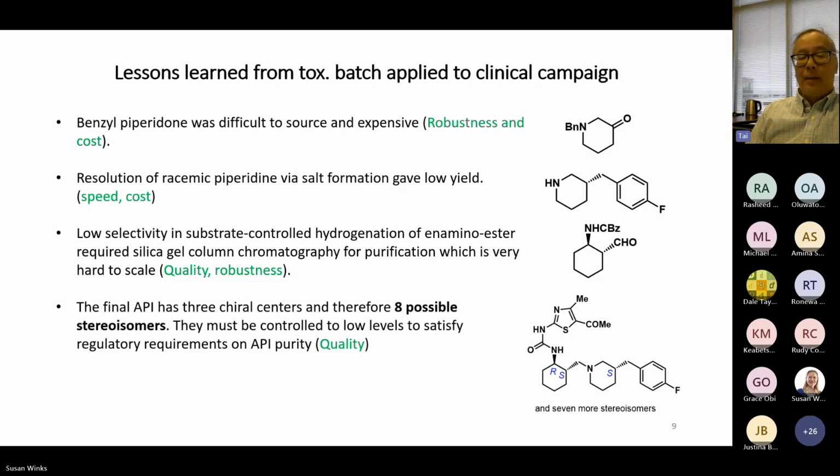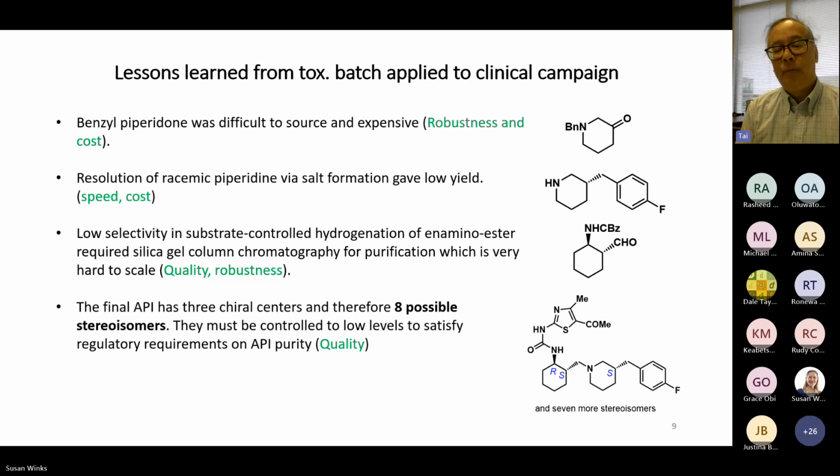That is a really big concern for us because silica column typically really cannot be readily scaled up to a larger scale. Finally, the API has 3 chiral centers, and of course, there are 8 possible stereoisomers there. So, as I depicted here, with the absolute stereochemistry of the desired product. So we really must control all 3 of the chiral centers to high optical purity in order to fulfill regulatory requirement for the API purity profile.